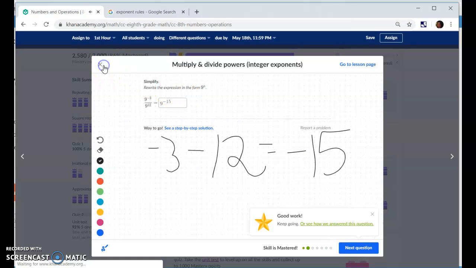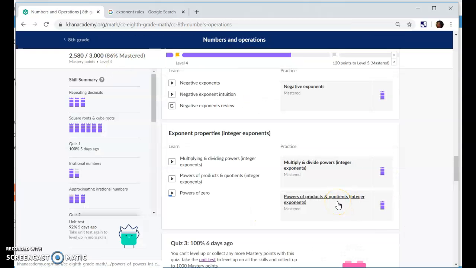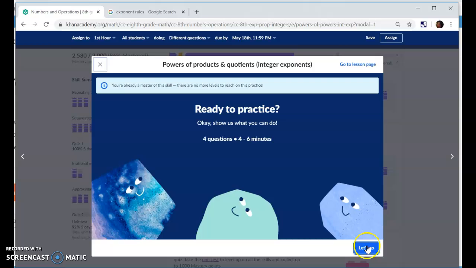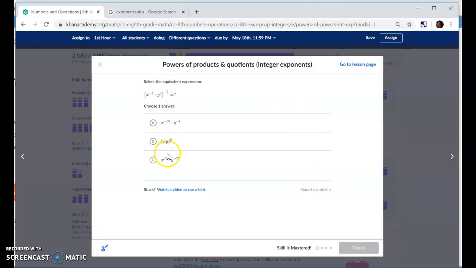Okay, I'm going to exit out of here. Last one here, powers of products and quotients, integer exponents. Okay, so we kind of did something like this earlier. So basically it says select the equivalent expression, and if we have this right here, negative 7 on the outside of something that's in parentheses, and this is to the negative 7th power, then we're going to take this and distribute it to our exponent. So we're going to distribute it to the negative 3rd and also to the positive 3rd.